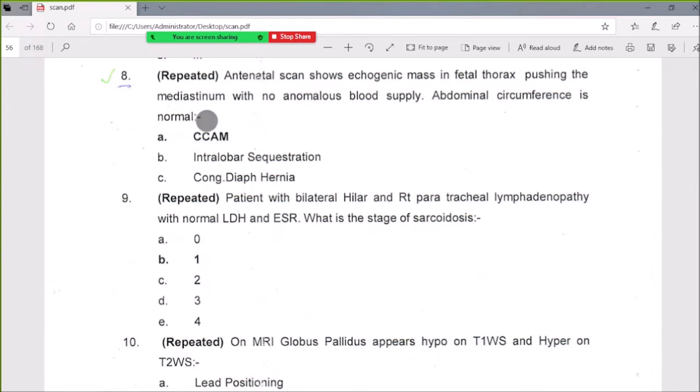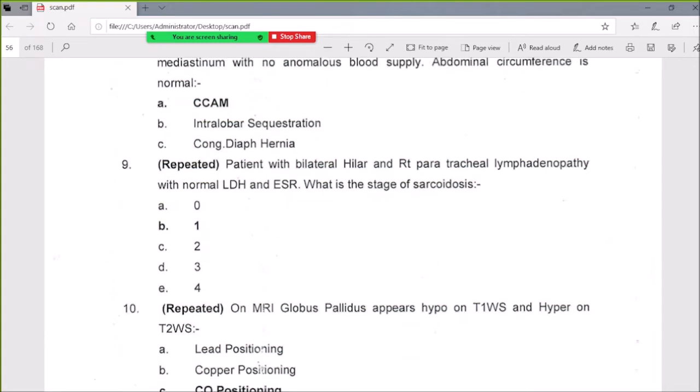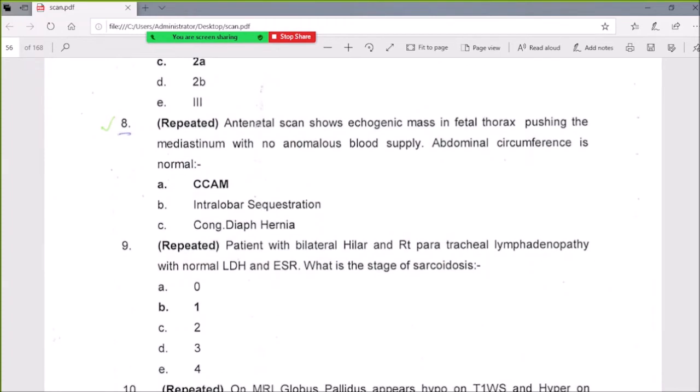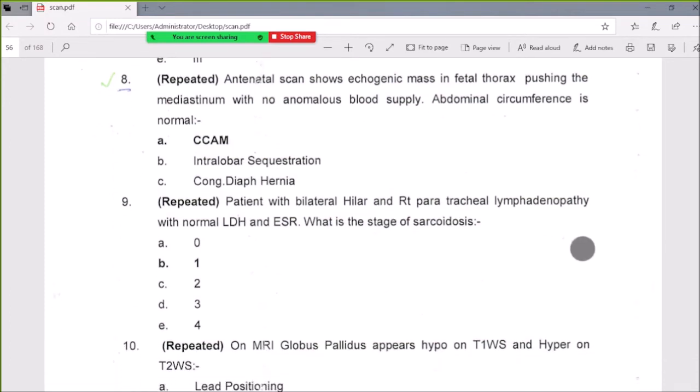Abdominal circumference is normal. CCAM. In the antenatal scan, echogenic mass in thorax pushing the peritoneum with no blood supply. Diagnosis is congenital cystic adenomatoid malformation.